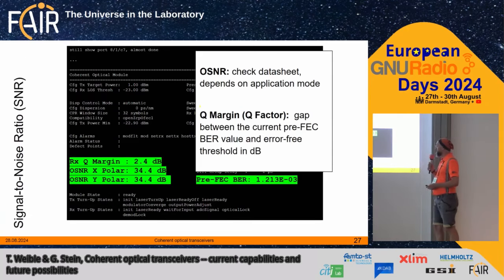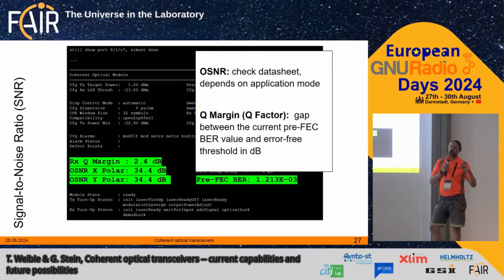Moving on, OSNR is now really important to monitor, and we again have 2 OSNR levels, one on the X plane and one on the Y plane for the 2 polarization directions. This link was running at 34 dB, which is perfectly fine. We can go down to 24, 26, depending on which standard we are following. Below that the bit error rate will go really, really up, and we get flapping links or even a broken link. Another quite helpful value is the RXQ margin. Here it's running at 2.4 dB.